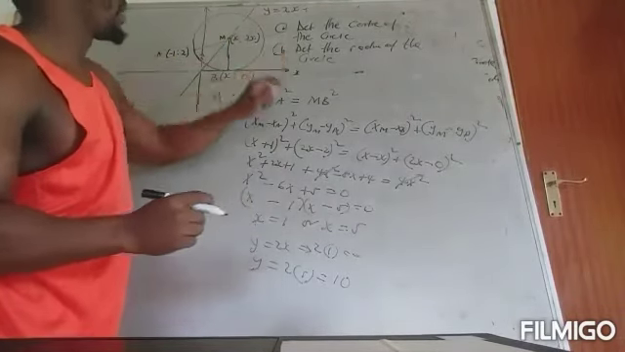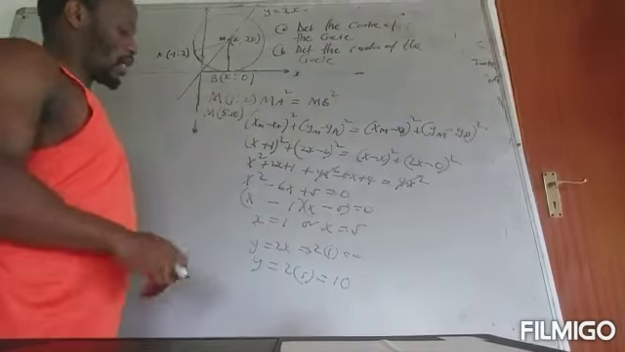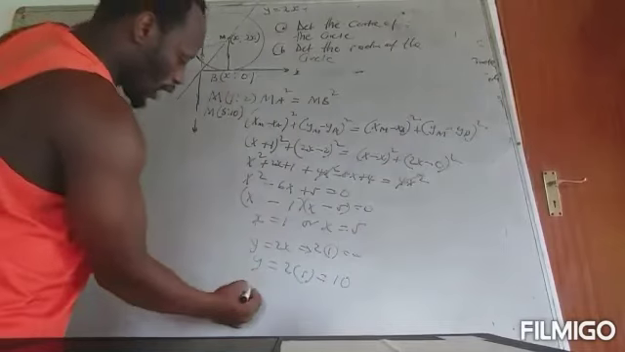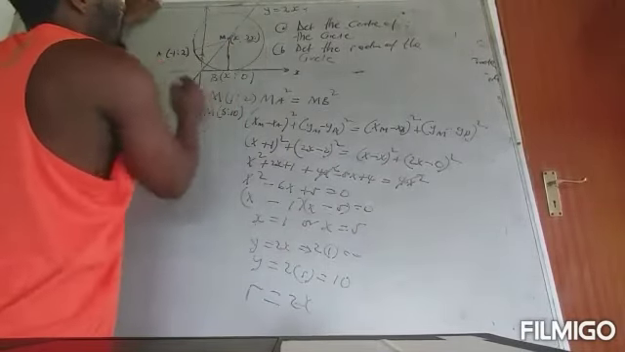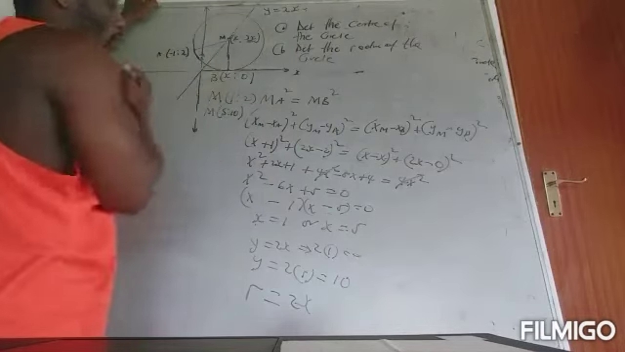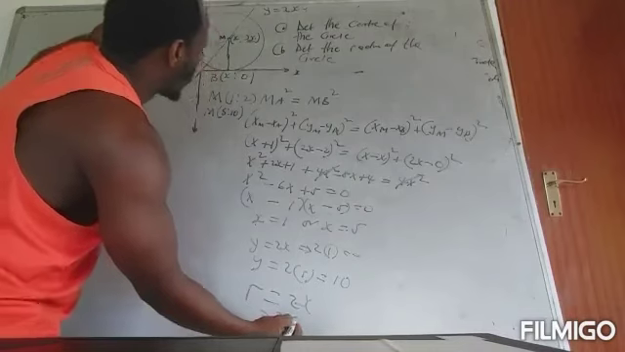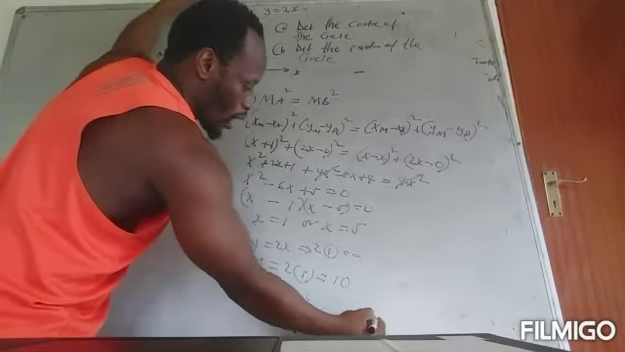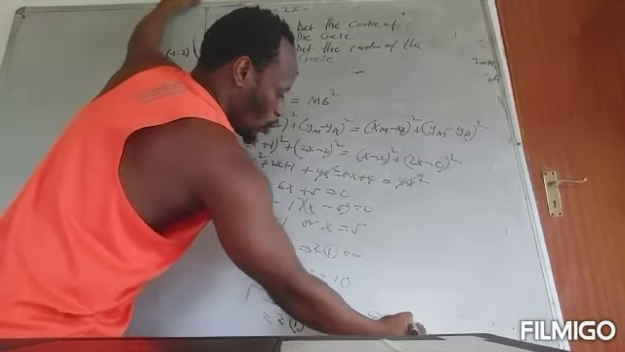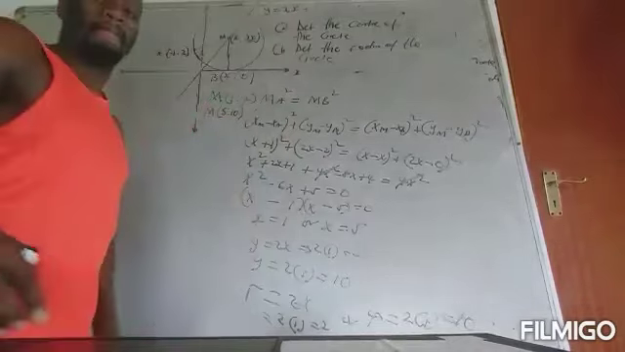What about this one? B. Determine the radius of the circle. Radius of the circle, r is equal to 2x, because we said the radius of the circle is equal to the y coordinate of the center. So r will be equal to 2 times 1 is equal to 2, or r is equal to 2 times 5 is equal to 10.